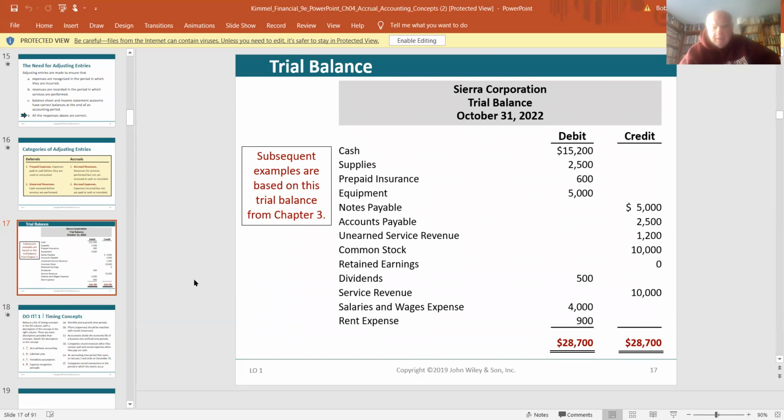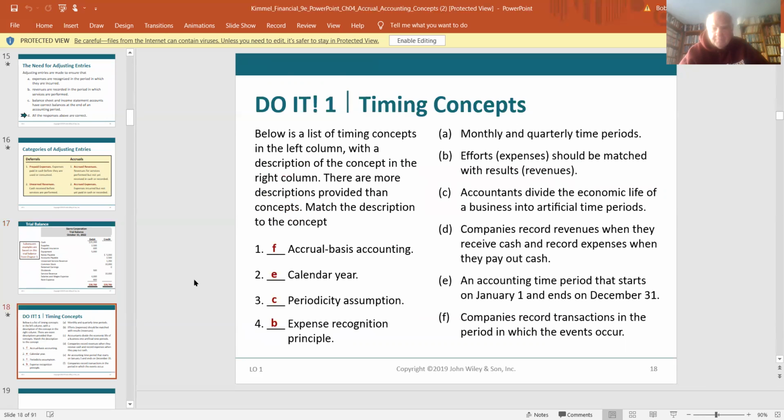So let's look at this trial balance here. Subsequent examples will go through the whole chapter. Here is a trial balance, and it's probably an unadjusted trial balance for the Sierra Company. I'm not sure if I want to look at this just yet. Yeah, let's look at this here.